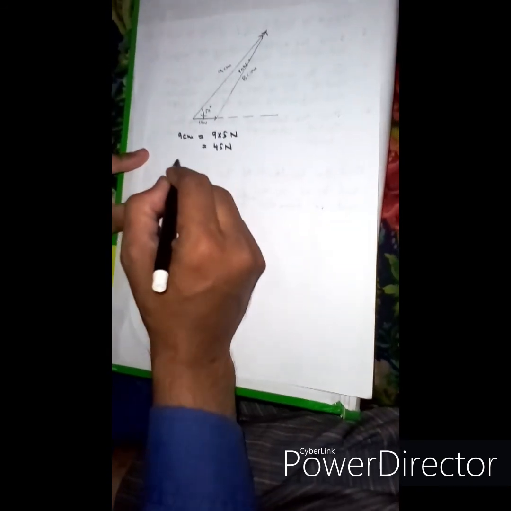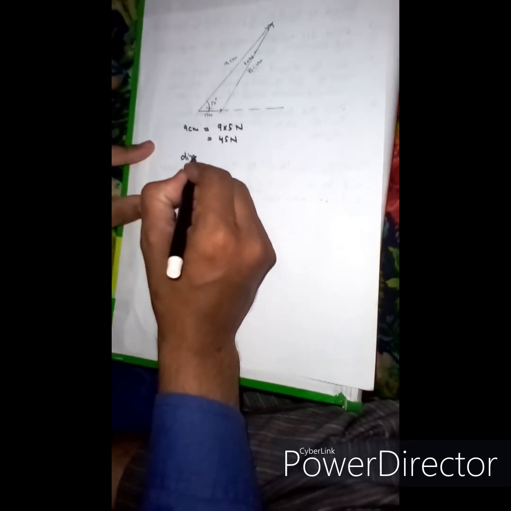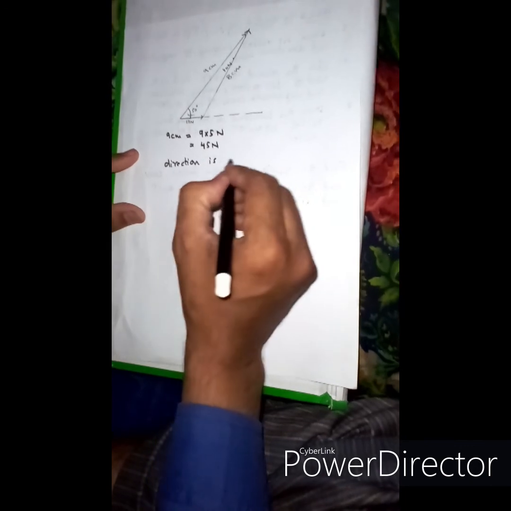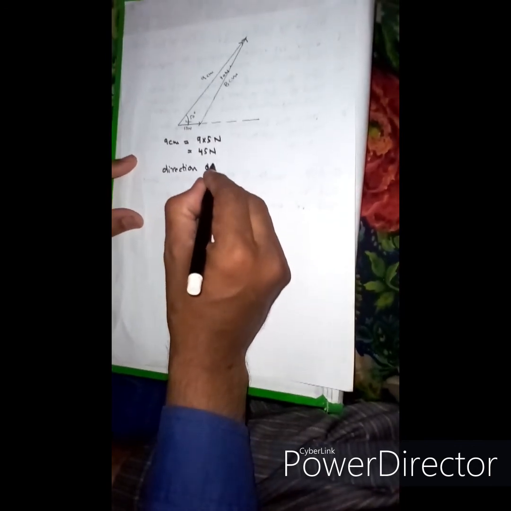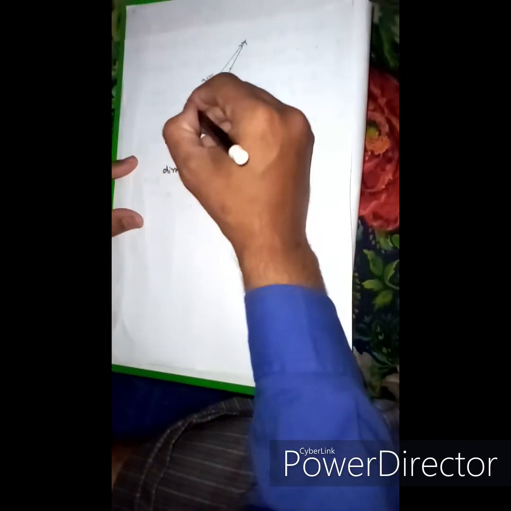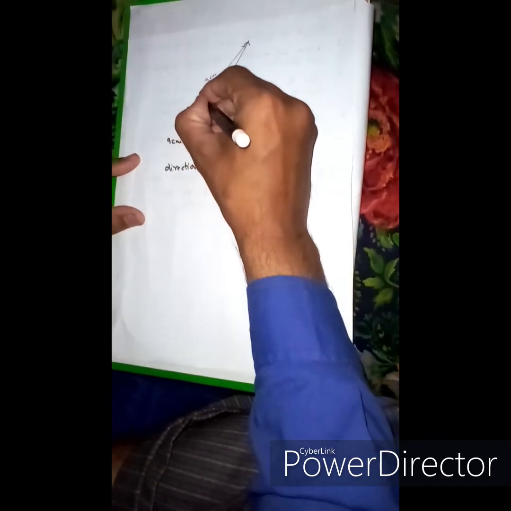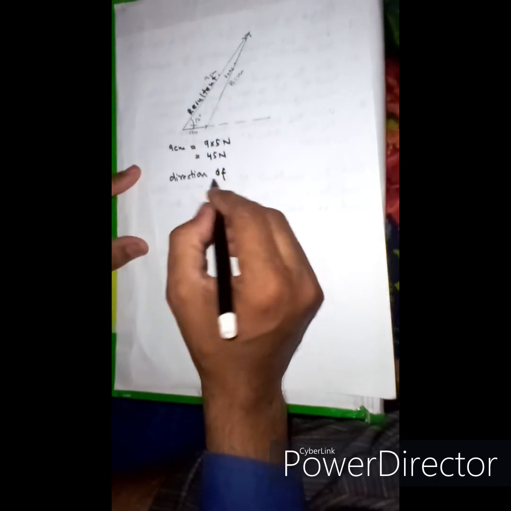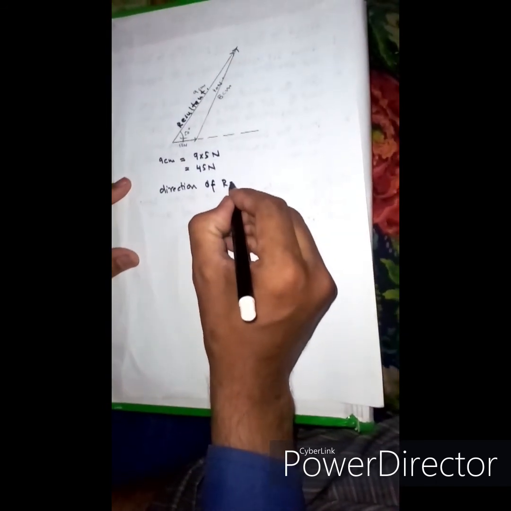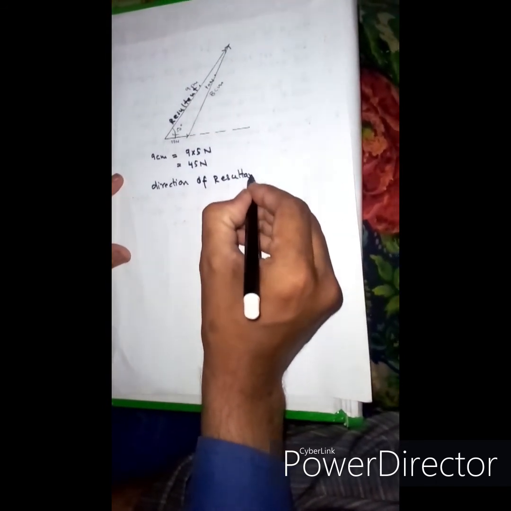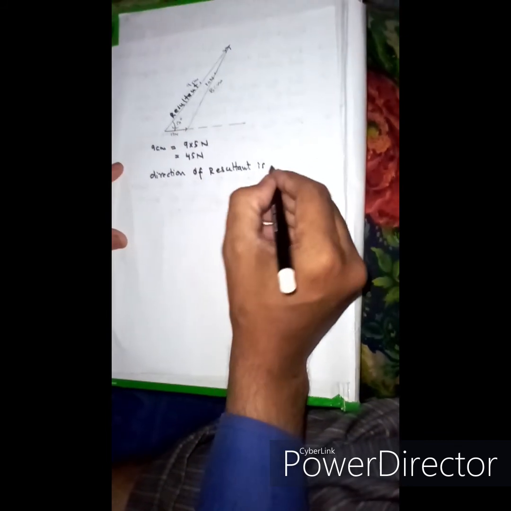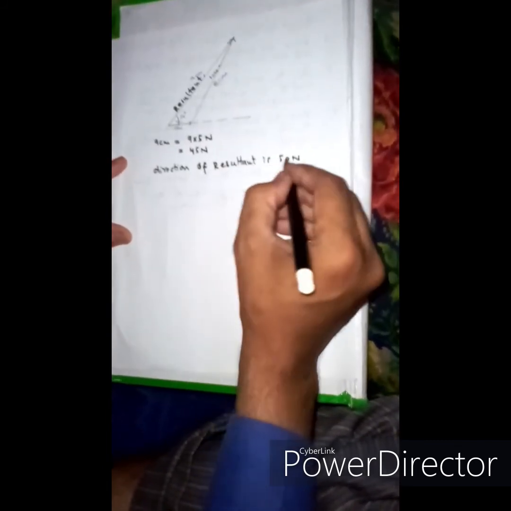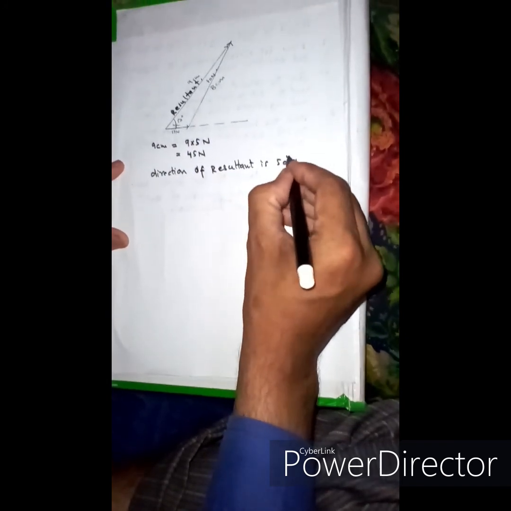And what is the direction? This we call the resultant vector. The direction of the resultant is 50 degrees. Sorry, 50 degree.